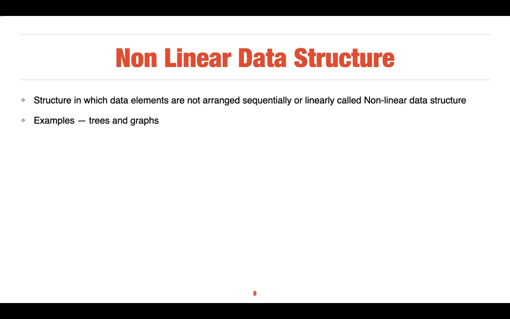Now let's talk about non-linear data structures. Till now we have talked about all the linear data structures, in which static and dynamic were there. Non-linear data structures are those in which elements are not arranged sequentially, or we can say not linearly, so it is called a non-linear data structure. The most common examples are trees and graphs, which we use in our programs. This is a small introduction to non-linear data structures.